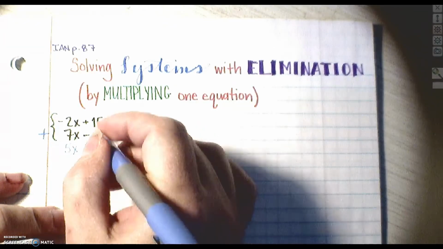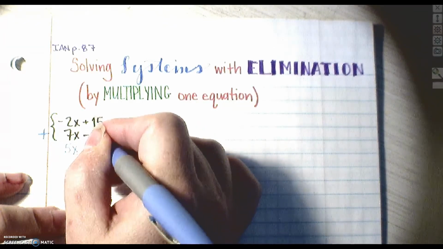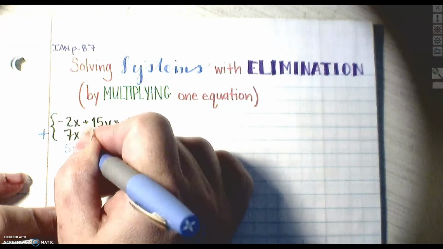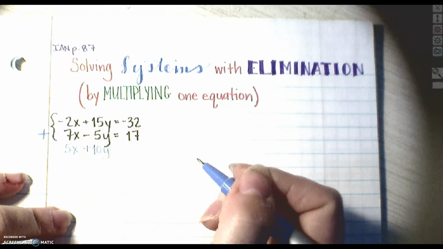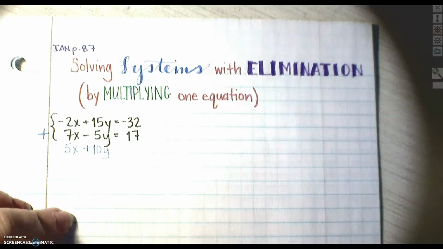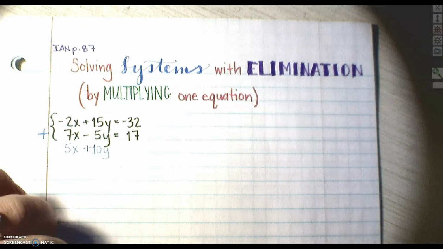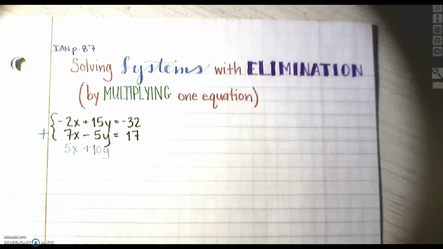And if we were to add 15y and negative 5y, we would get 10y, again, not 0. As a result, we have a problem here. We can't solve it with elimination because we're not eliminating anything.